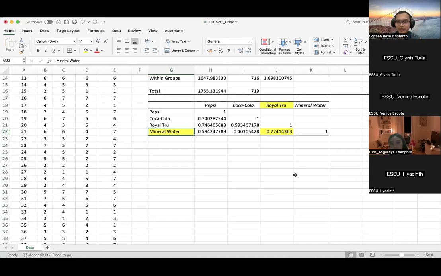So it's possible, if you are in sales or marketing, you need to sell Royal Tea and mineral water together, so you can get higher profits. This is the meaning of the optimizations of analysis between our data.